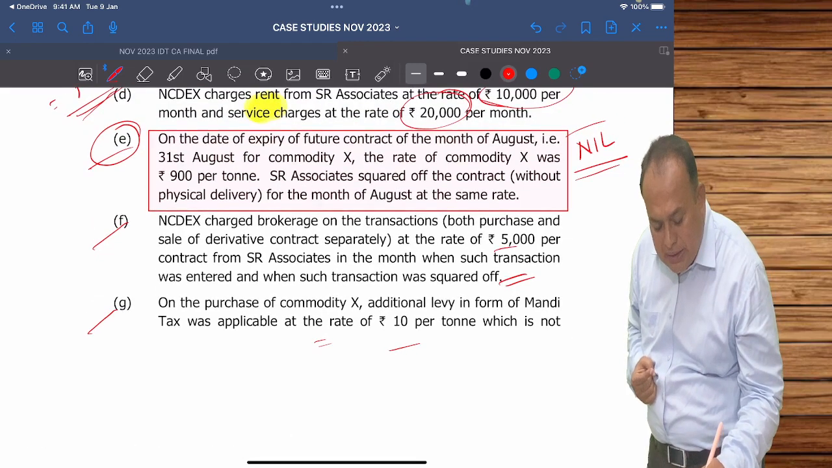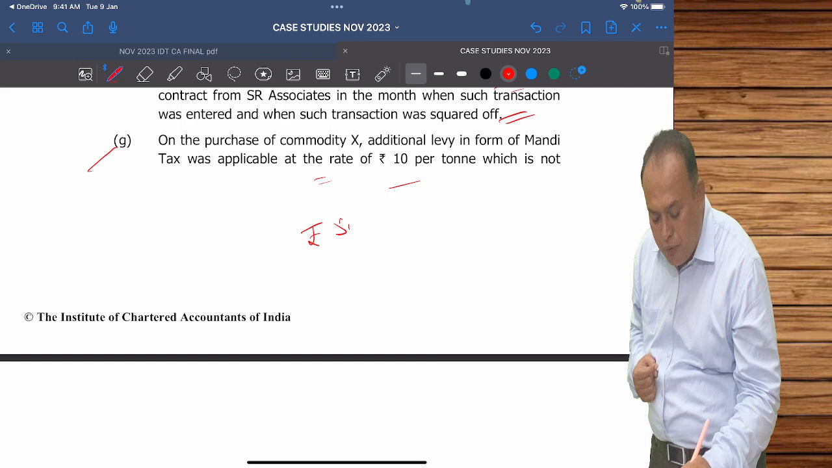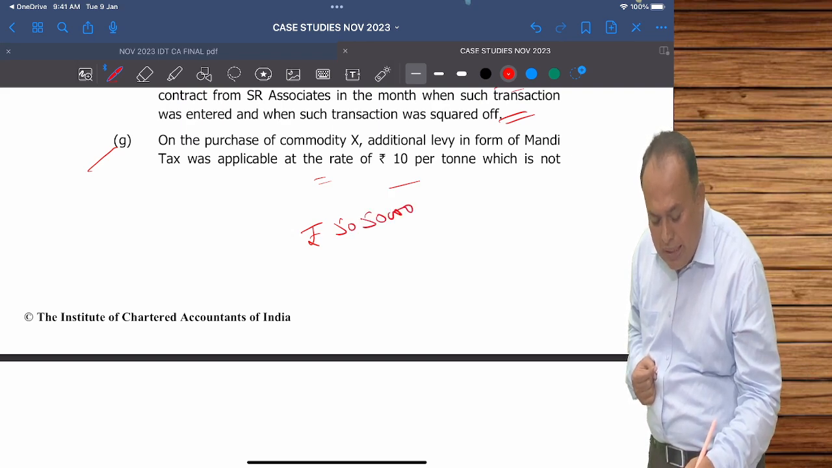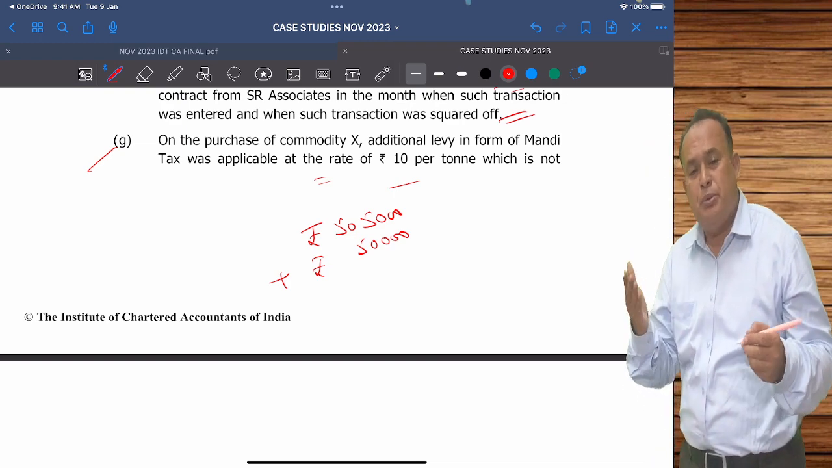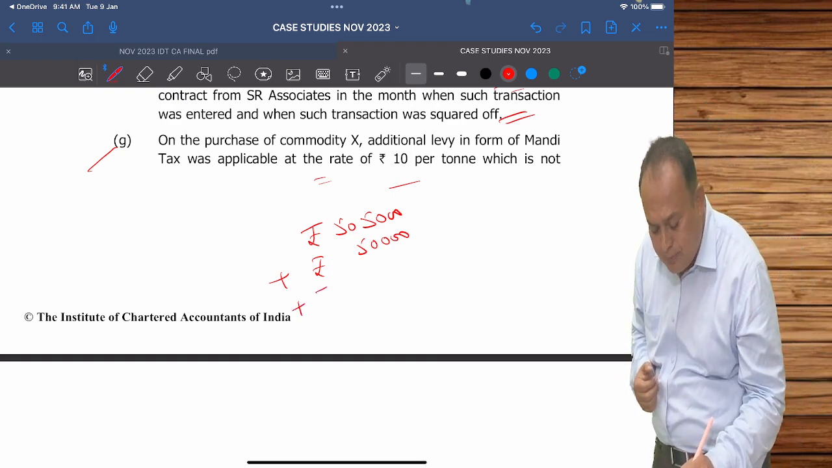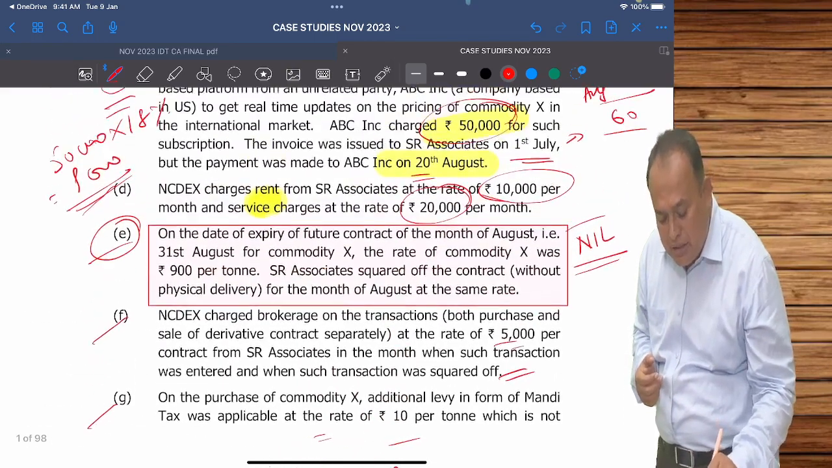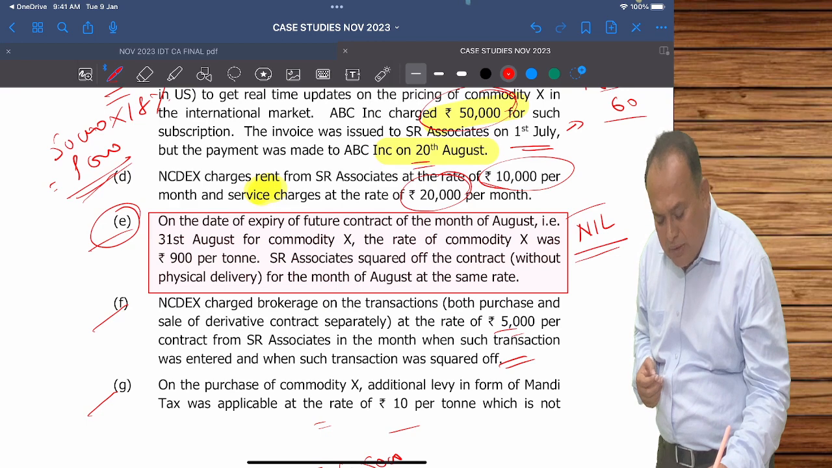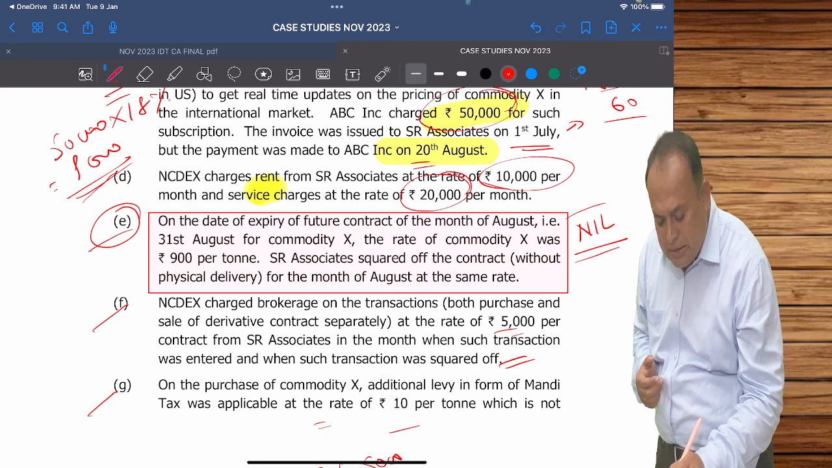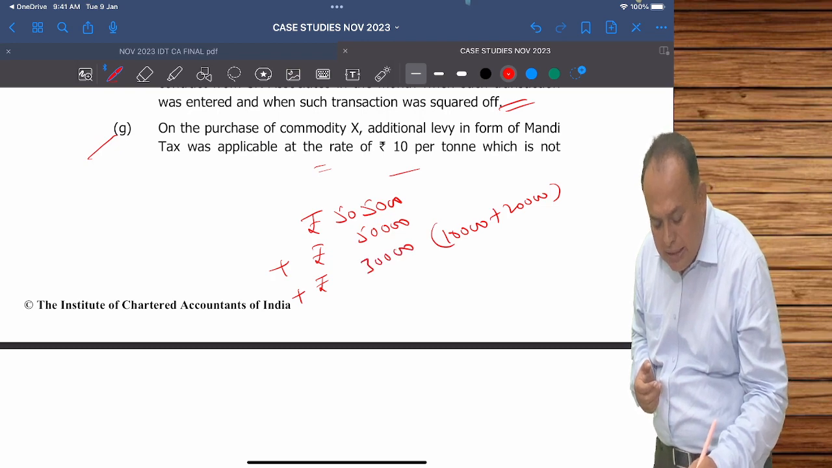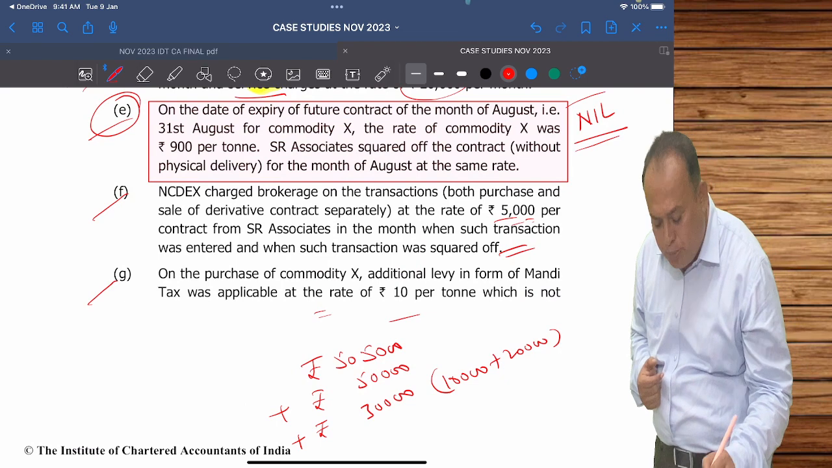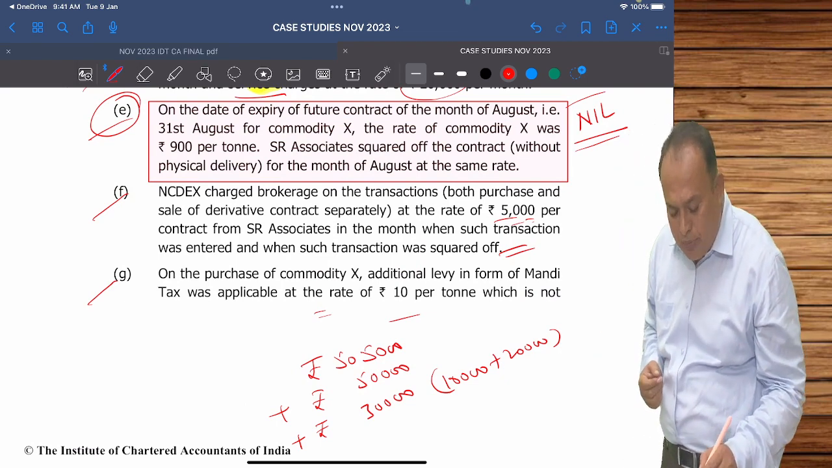One more point is there: brokerage charges, inward supply. Therefore, the value is 5,05,000 of commodity X, followed by the import of services from the artificial intelligence based platform for rupees 50,000. Thereafter, the rental charges rupees 10,000, and the service charges 20,000. So 10,000 plus 20,000, total 30,000 is inward supply. Thereafter, they paid rupees 5,000 per contract for the particular purchases and sales.